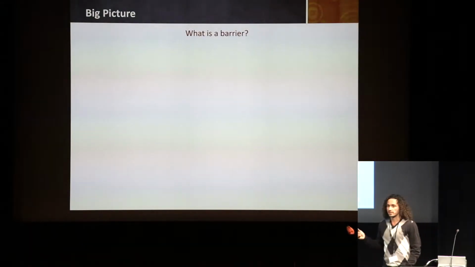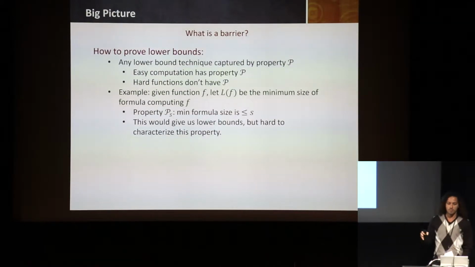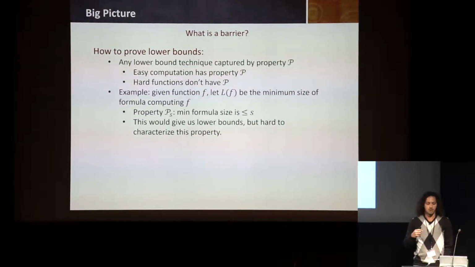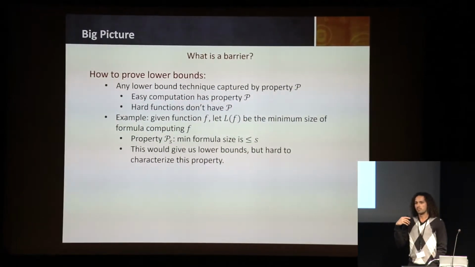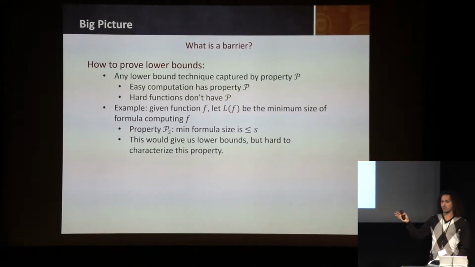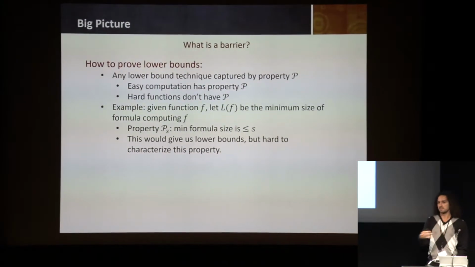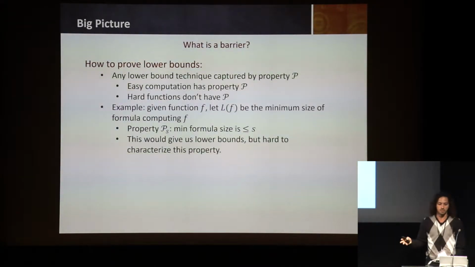So, what is a barrier? Well, how do we prove lower bounds? You can think that any lower bound is, you pick a property P, and then you should say, well, polynomials that can be computed, easy polynomials, they possess this property P, and then you try to find some polynomial or some Boolean function that doesn't have the property P, and then you obtain your lower bound.